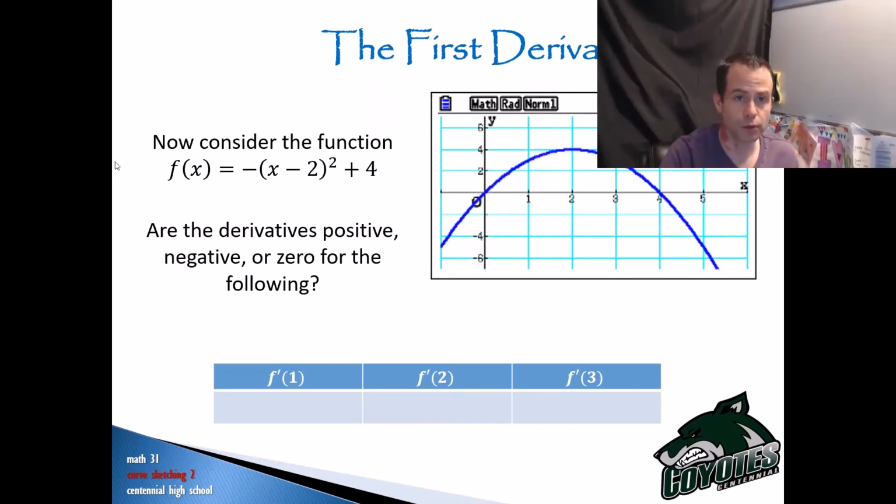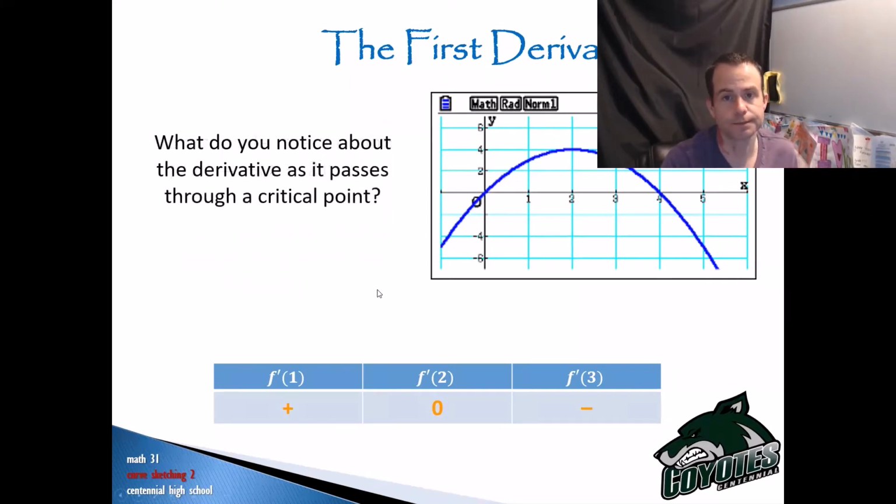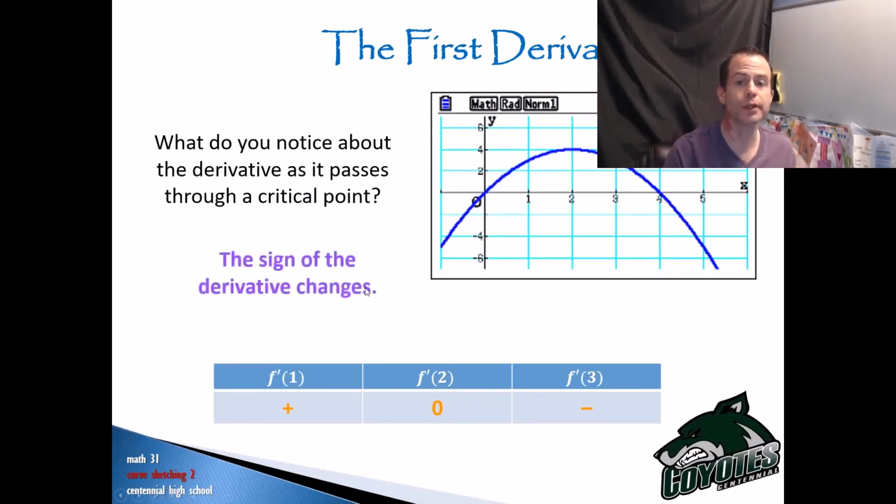Okay, so here we have an instance where on the left, my derivative was positive. At 2, my derivative is 0. And then on the right, my derivative is negative. So I've switched signs and I do in fact see a local maximum in that original graph. Okay, so what do you notice about the derivative as it passes through the critical point? The sign of the derivative changes.